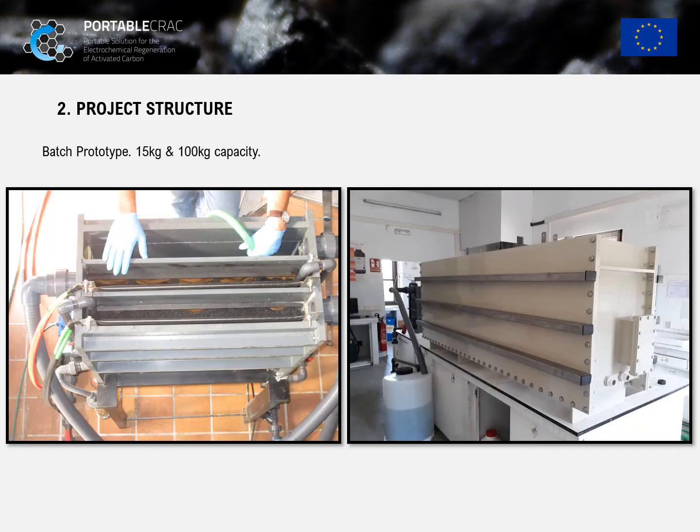Images show the batch prototype. As its name suggests, it works in a discontinuous mode. The image on the left represents the batch prototype at laboratory scale, designed and operated by the University of Alicante. It has a treatment capacity of 15 kilograms of carbon per batch. On the other hand, the batch prototype on the right-hand side is a bigger version which has a treatment capacity of 100 kilograms of carbon per batch.